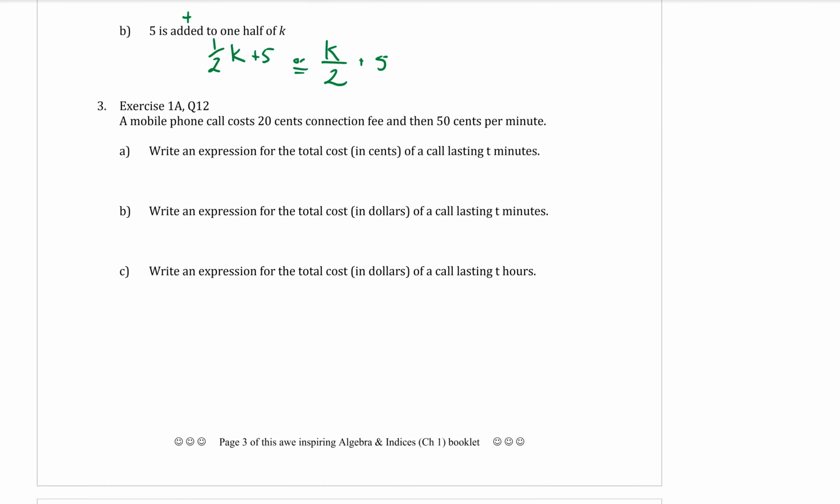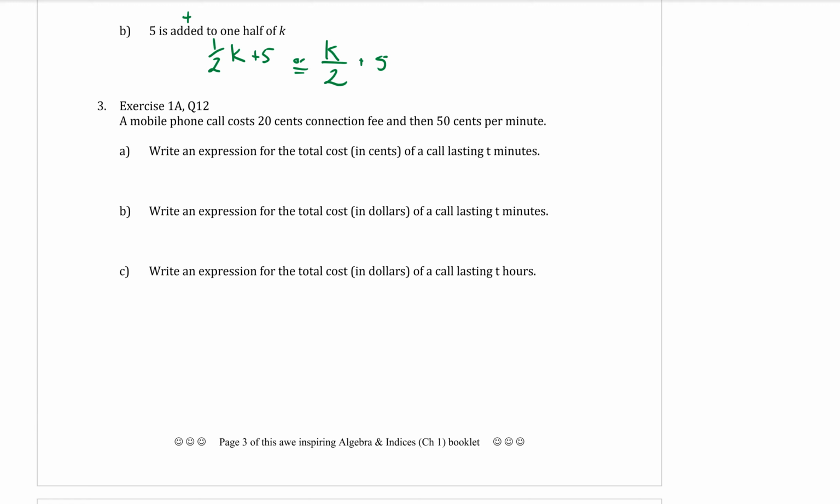A mobile phone call costs 20 cents connection fee and then 50 cents per minute. We want to write some expressions here. So write an expression if we're working in cents, and both of those numbers were in cents. If I'm going to make a call that lasts for t minutes, t could be 2 minutes, it could be 5 minutes, it could be 30 minutes. I don't know. That's my variable, right?